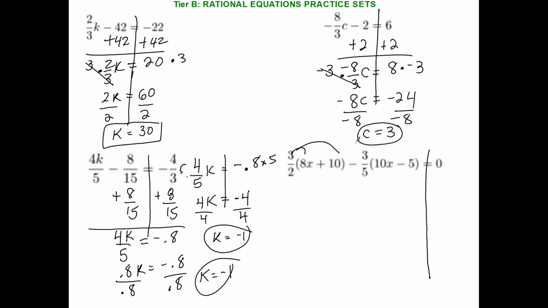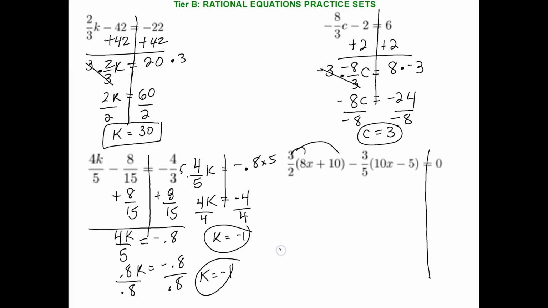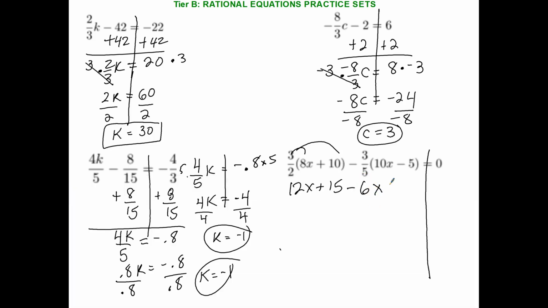So I'm going to do 3/2 times 8, and this gives me 12x. And I'm going to do 3/2 times 10. This gives me 15, minus 3/5 times 10. This gives me 6x. And then I do 3 minus 5, 3/5 times 5, and it gives me a 3.